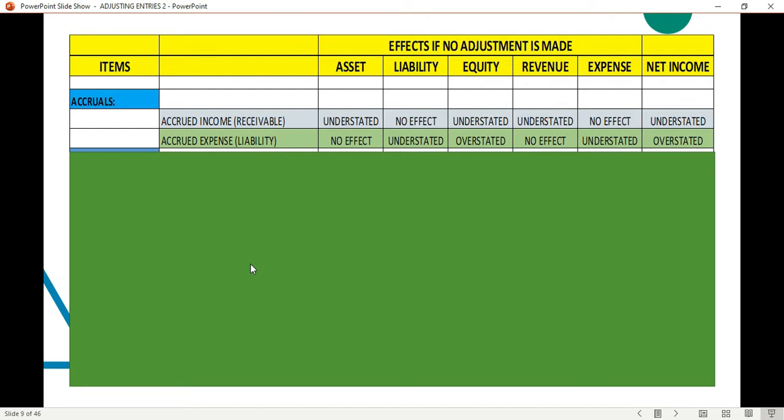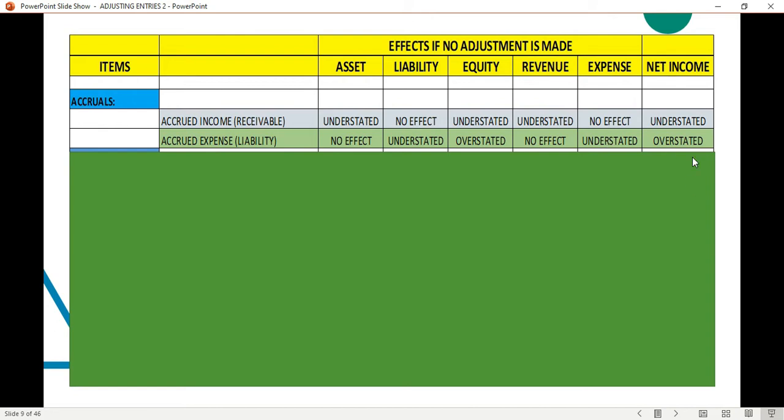Then what is the effect to your accounting values supposing you were not able to recognize accrued expense? Take note, the accounts involved are expense and liability. If you cannot recognize the liability, your liability will be understated. No effect to asset. Then let's skip equity and proceed to revenue. No effect to revenue. And then expense will be understated.